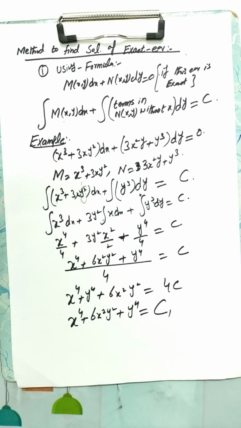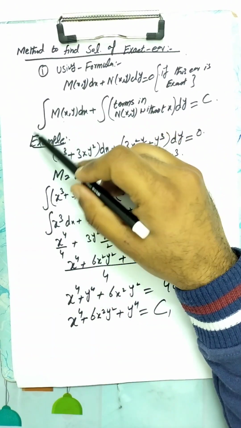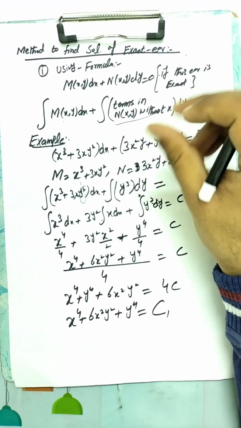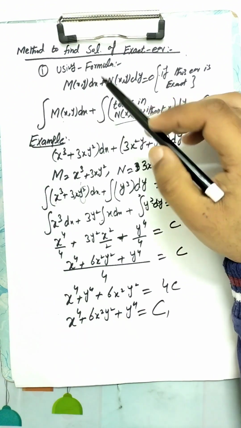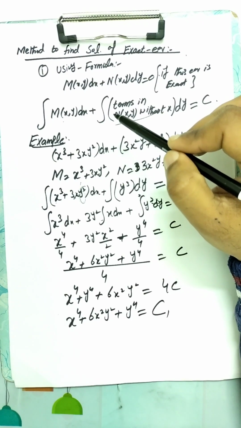Again I repeat: first we check whether the given equation is exact or not. If the given equation is exact, then we find its solution, and we find its solution by using this formula. Students, you must memorize this formula if you want to deal with the exact differential equation. We have other methods also, but this is the simple method to find the solution of an exact differential equation.